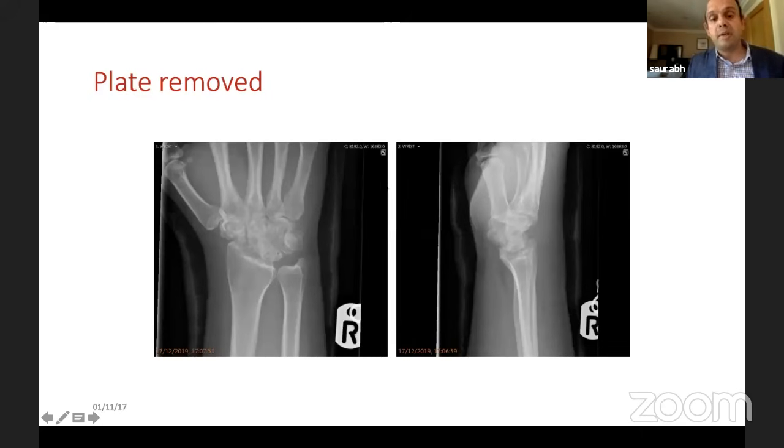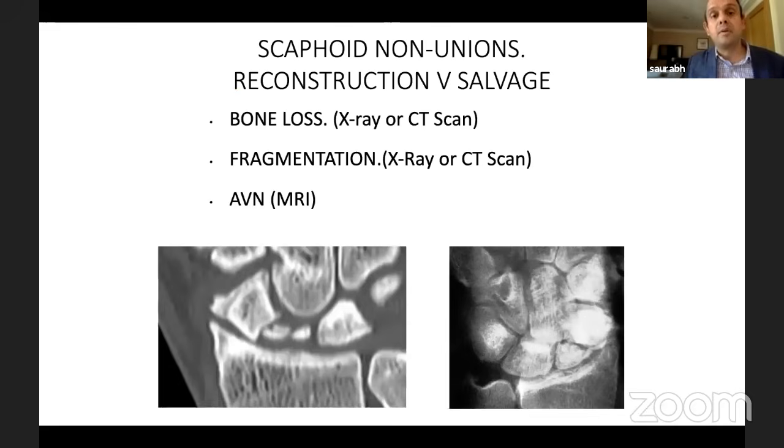So we took the plate out and his pain went away. And obviously, at the time of surgery, the dorsal rim of radius had huge lipping osteophytes. So no wonder he was suffering. So we've spoken about SLAC now. I've shown you a lot of SLAC 3 x-rays.